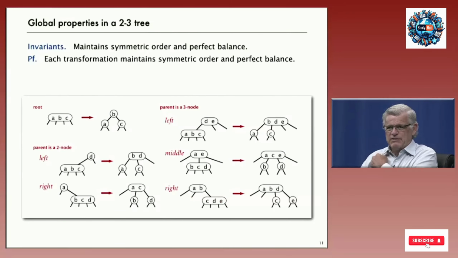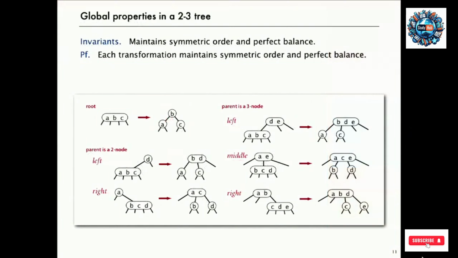So let's look at the global properties that these manipulations preserve. The two things that are critical is that in a 2-3 tree, we always have symmetric order, that is the order that we defined for 2-nodes and 3-nodes. And we also have perfect balance. The distance from the root to the bottom is always the same. To prove that, we just need to show that each transformation maintains symmetric order and perfect balance. And these are all the possible transformations that we could do.